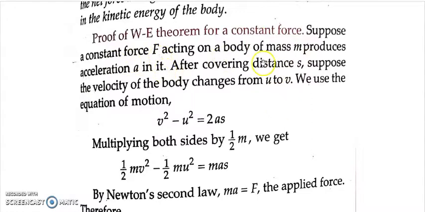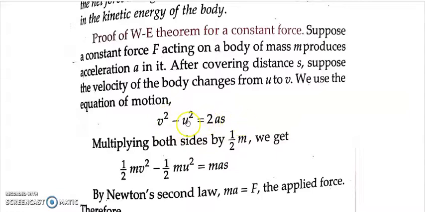Suppose a constant force F is acting on a body of mass m and acceleration a. After covering distance s, suppose the velocity of the body changes from u to v. So over distance s the velocity changes from u to v. Therefore we can use this equation of motion: v square equals u square plus 2as.